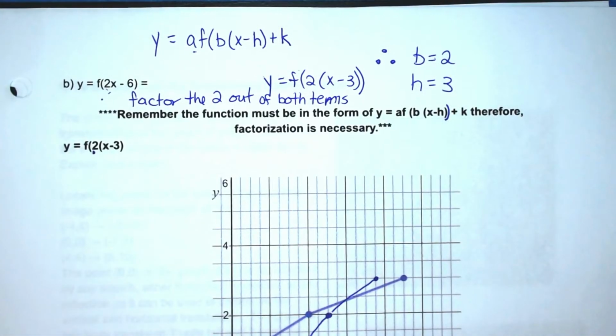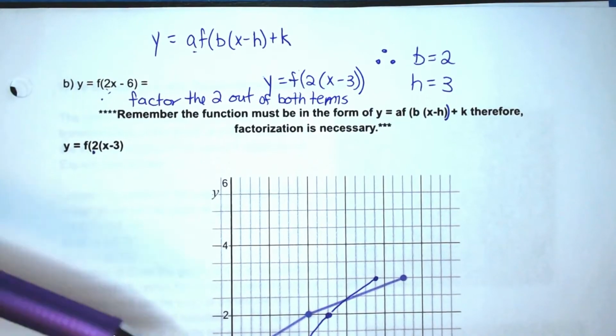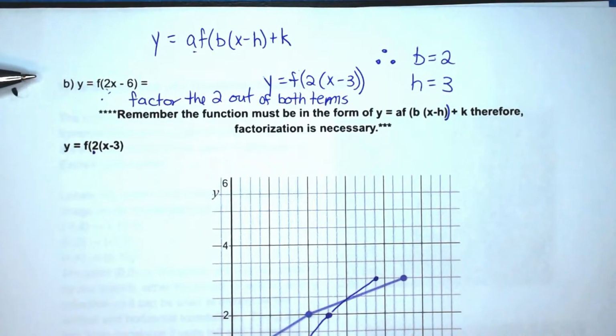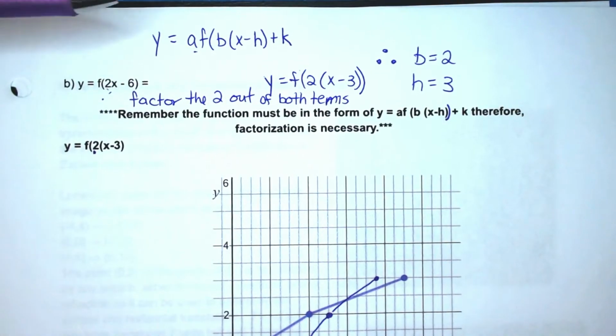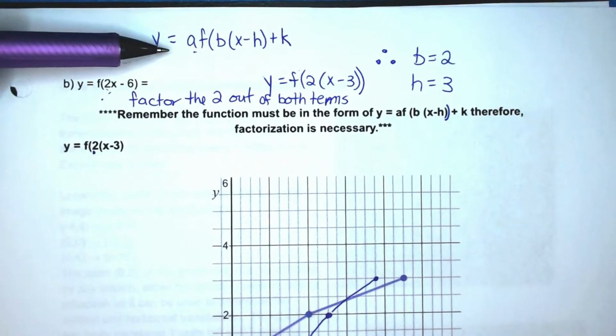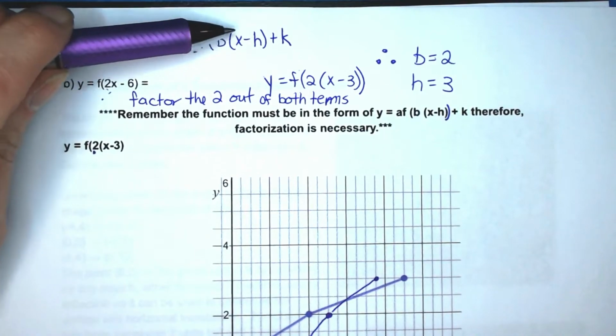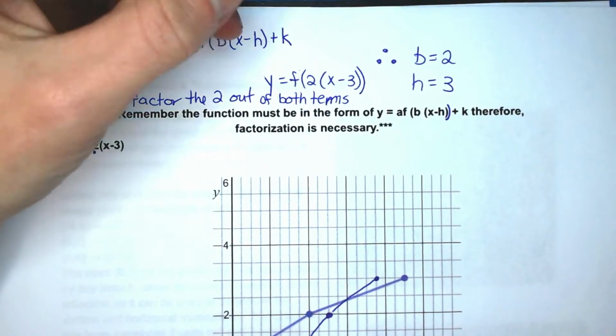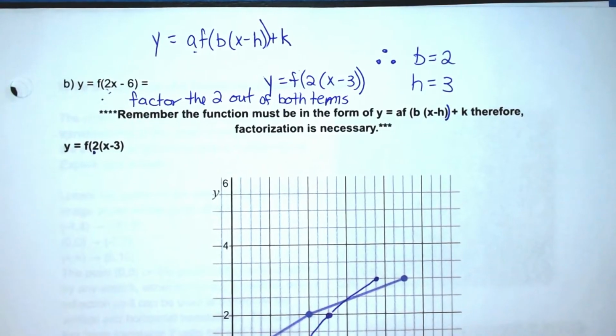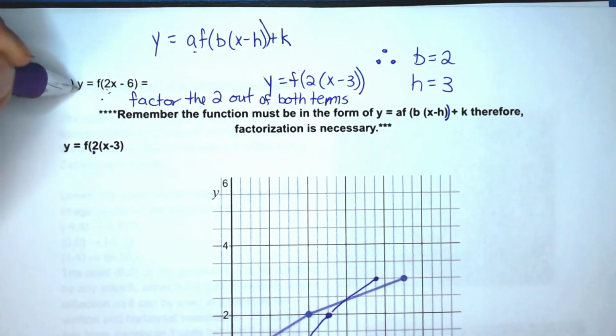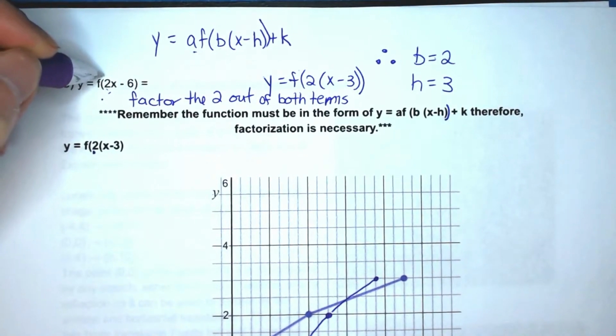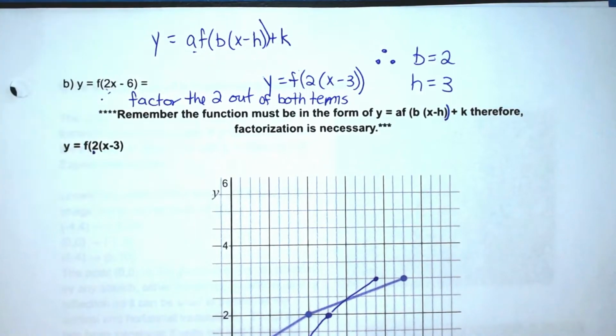This second example here, we're going to be using the same graph, but I wanted to point something out to you so that you don't make this mistake on any of your assessments. Now, we have this general formula, y is equal to a f of b times x minus h plus k, all right? And in our formula that we're given here, we have f times 2x minus 6. But the problem with that is we can't clearly see the value of b.